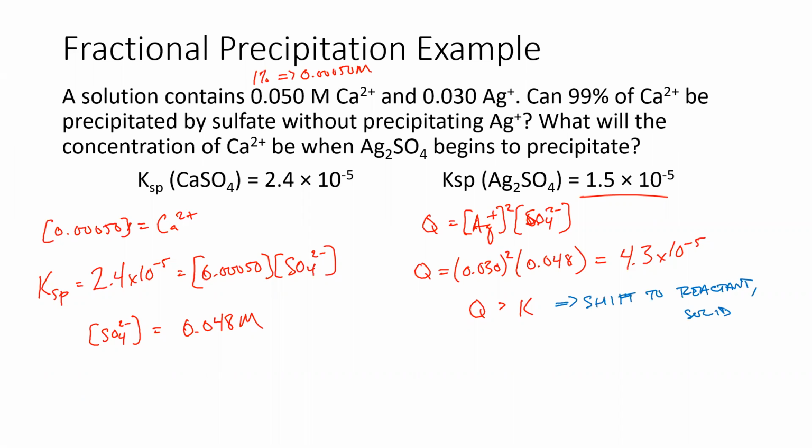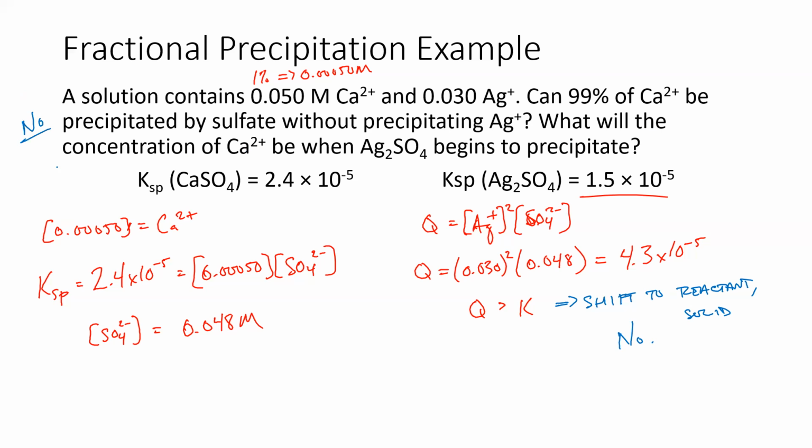So the straight up answer is no, I can't. Right? I cannot precipitate 99% of calcium without precipitating silver. In order to be yes, Q would have to be less than K, right? Q would have to be less than K in order for the answer there to be yes. So, first answer is no.